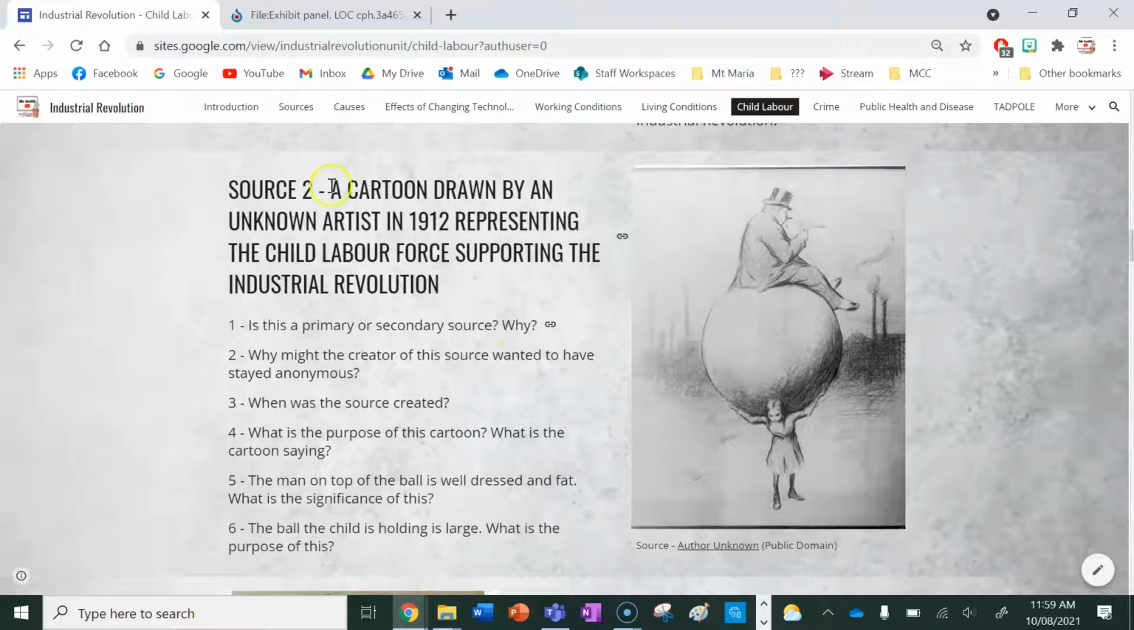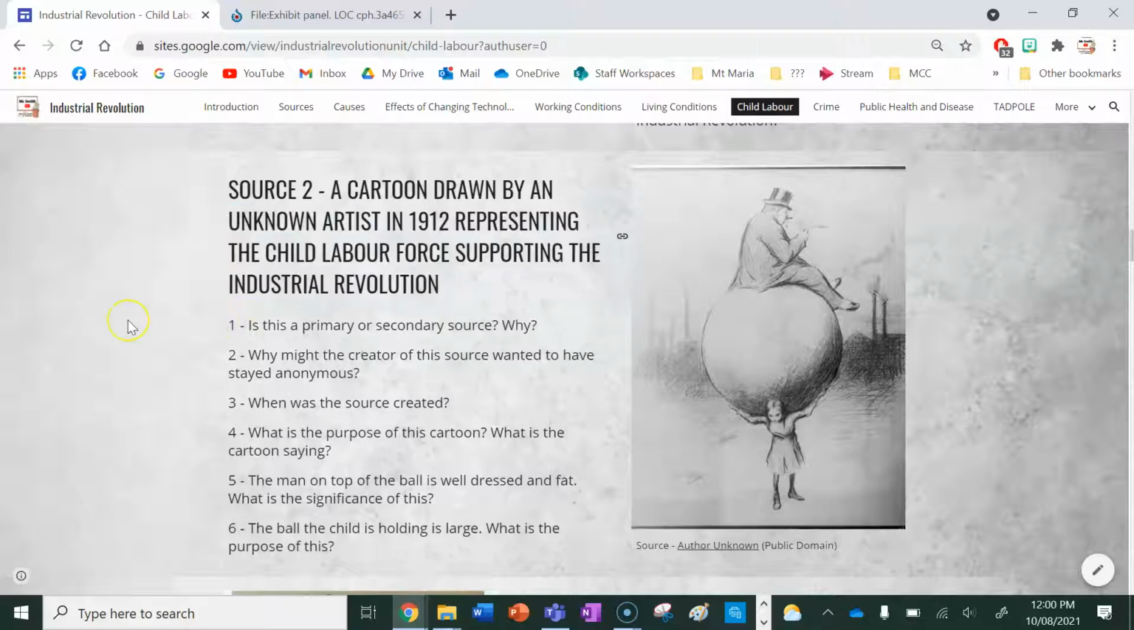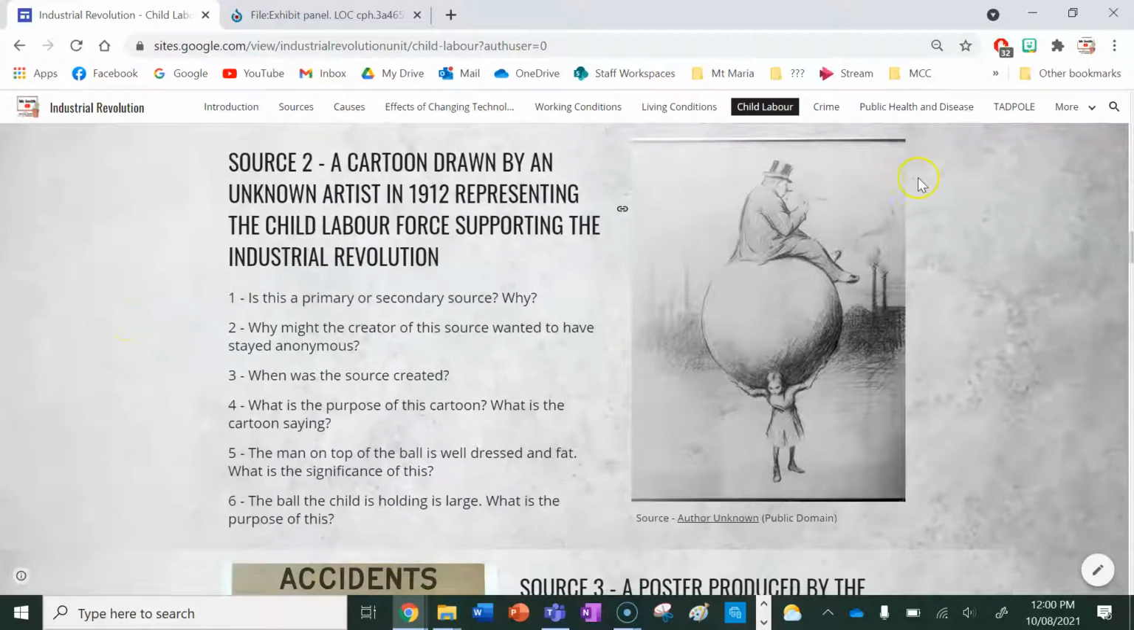Your second source, guys, is a cartoon drawn by an unknown artist in 1912 representing the child labour force supporting the Industrial Revolution and the upper class, certainly. So here we've got a cartoon. We can see we've got the factories and the smog in the background, but we've got a little girl holding up this ball with a rich, fat guy smoking a cigar and reading the paper, wearing his top hat, sitting on top of the ball, and she's struggling to hold it all up.